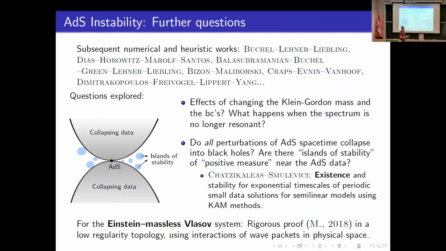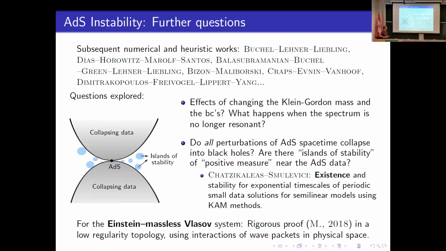Of course, a lot of people, some of them in this room, have studied this question extensively, both numerically and heuristically. I'm not going to mention all the works. Let me just say that there are many questions related to the AdS instability conjecture that were studied in those works, and not all of those are part of this weakly turbulent picture of the initial stage of the instability, right?